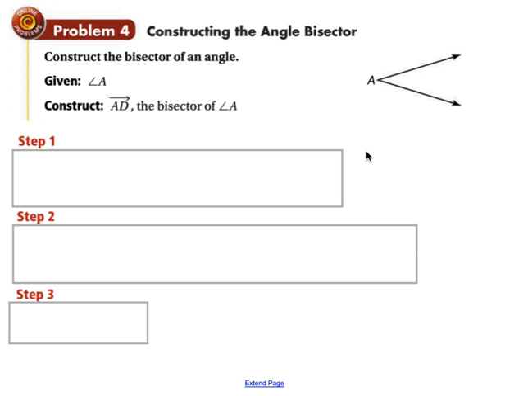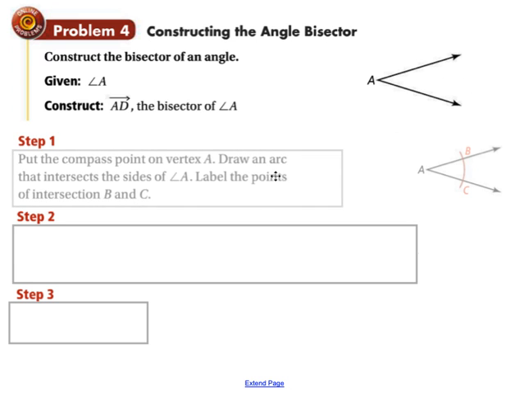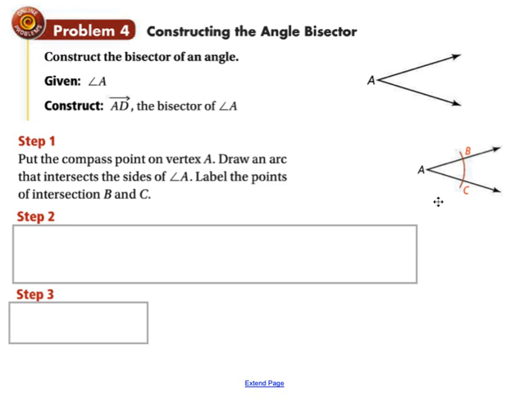Another nice thing to be able to do is to construct an angle bisector. If we're given angle A, we want to construct ray AD to be the bisector of angle A. So we're going to have a ray that goes right through the middle and bisects that angle. To begin, similar to what we did in the last video, open up your compass and draw an arc that intersects both sides of angle A. You're going to label those points B and C.